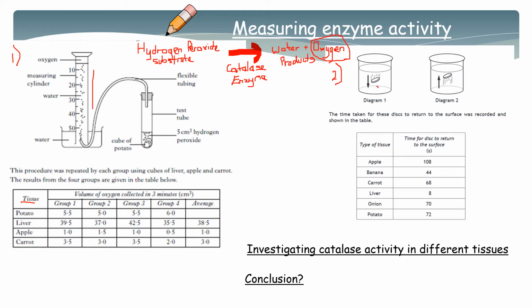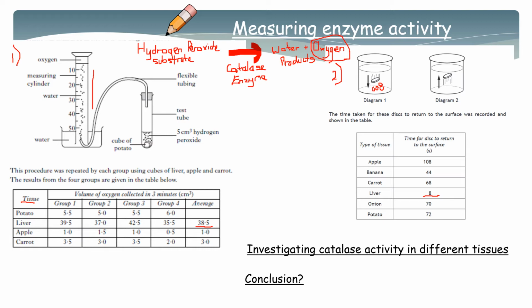So basically, if there's lots of oxygen bubbles, then the paper disc will go faster to the surface. So this time, the lower the number, the more oxygen produced, so the more enzyme activity, so the better catalase activity there will be. So that makes a slight difference because for experiment 1, the higher number, the better the catalase activity. But for experiment 2, the lower the number, the better the catalase activity because the more oxygen produced in each of these experiments.